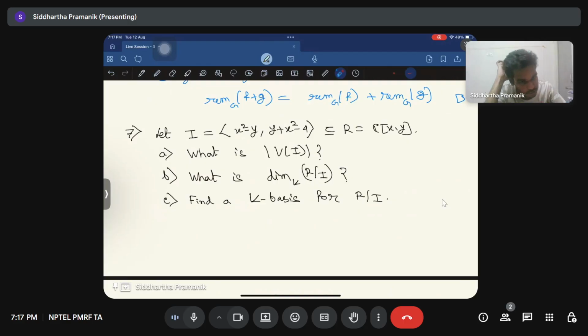So in the lectures we have seen that the cardinality of the variety is finite, where the base field is algebraically closed, if and only if this dimension is finite, and we have seen the description for a K basis for R mod I, that is the set of all monomials which are not in the initial ideal of I. Okay, now let's do this one by one.